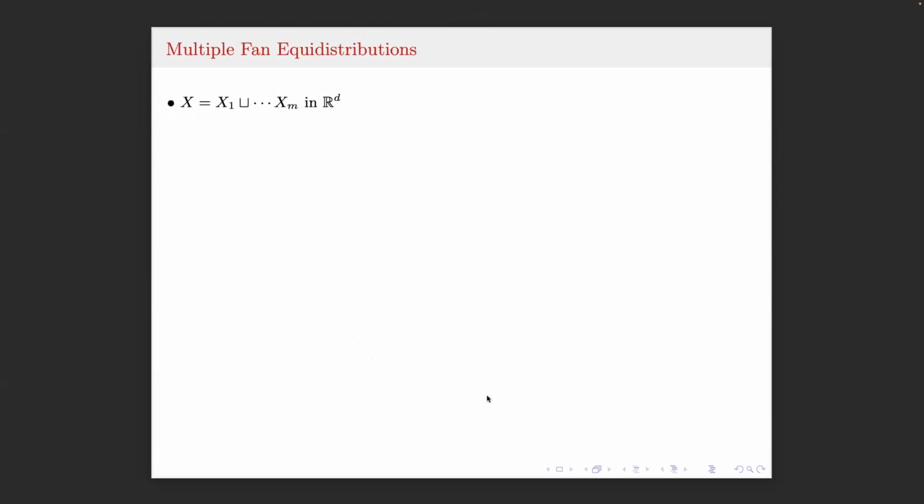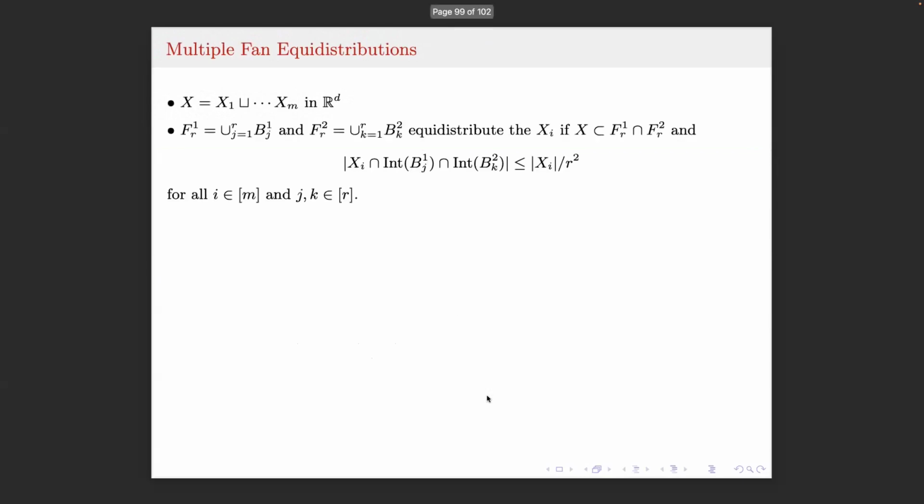So just as before, let's say I have an m-coloring of a finite set X, and I have two fans now, two R fans. Then they equidistribute the Xi if each of them distributes. In other words, if the point set lies in their intersection. And moreover, when I look at the interior of one blade and the interior of the other blade and I intersect those, then I'm not going to have more points of Xi than I should. So the number of points in Xi that are inside the intersection is no more than 1 over R squared of all the points in that color class.